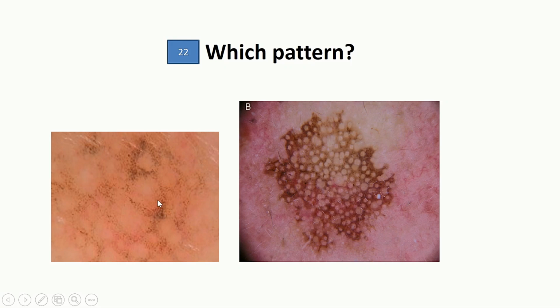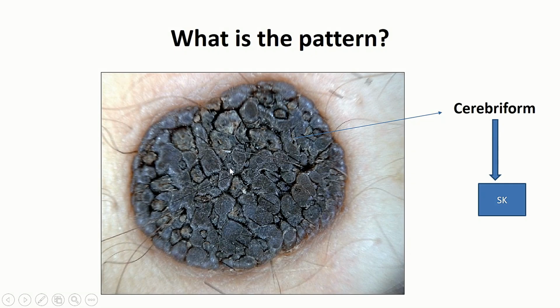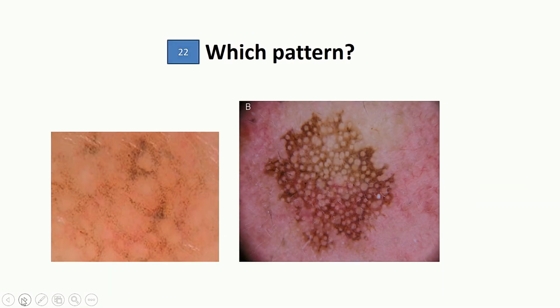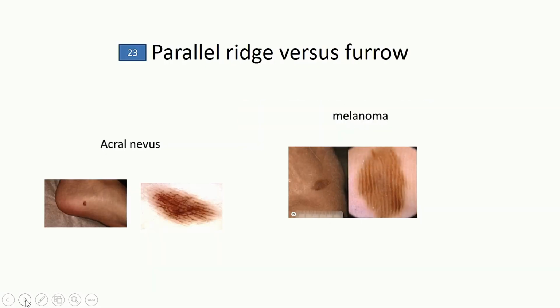Which pattern? This pattern here is rhomboid, that is suggestive of lentigo maligna. It was a board question. Don't mistake this rhomboid pattern with what we see here as cerebriform or brain-like pattern of seborrheic keratosis. This is brain-like pattern, and here is rhomboid pattern that is suggestive of lentigo maligna.